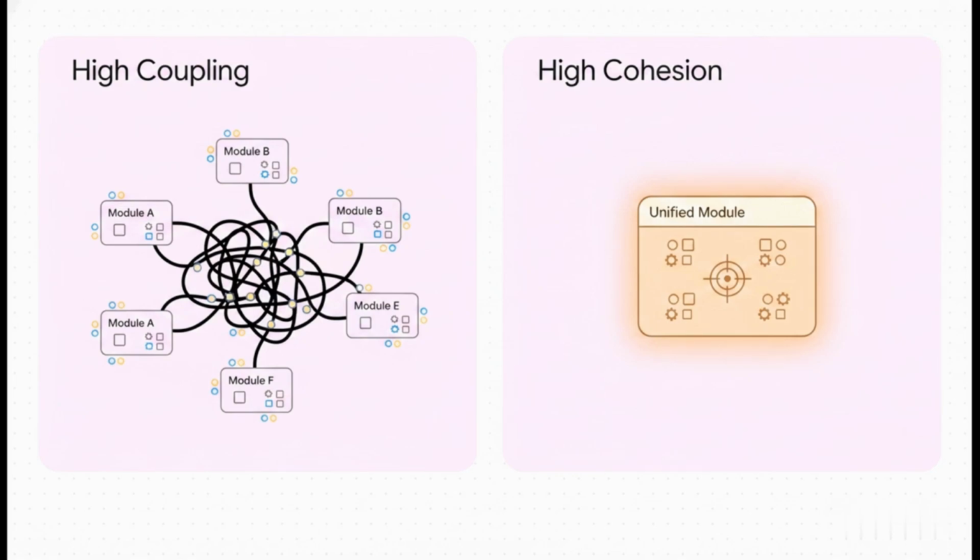On the flip side, imagine one clean, self-contained, highly focused box. That represents high cohesion. Cohesion measures how focused a single class is on doing just one specific, well-defined job. The golden rule: we want high cohesion and low coupling, for sure. It makes our software infinitely easier to test, update, and scale over time.